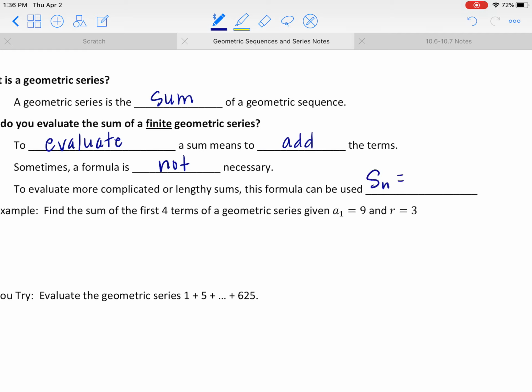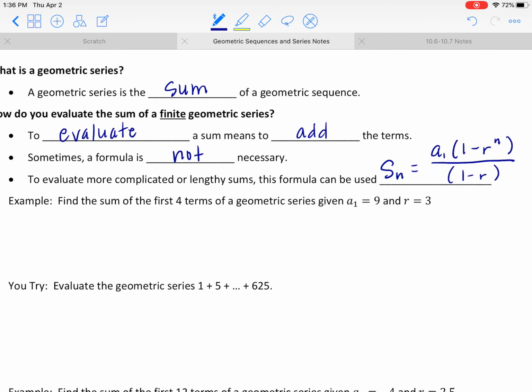So if it's a more complicated or a lengthy sum, or if you just have no issues with the formula, then your formula says the sum of n terms is going to be equal to the first term multiplied by 1 minus the common ratio to the nth power, and then divided by 1 minus the common ratio again. And again, this could be a little trickier to use even if you're using your calculator. So if you wanted to avoid using the formula, I totally understand.